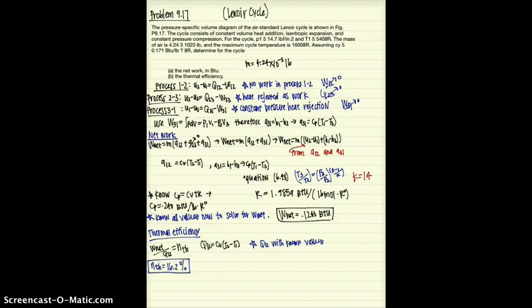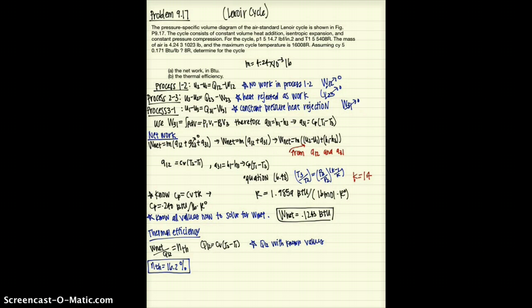The Lenoir cycle consists of constant volume heat addition, isentropic expansion, and constant pressure compression. For the cycle, P1 is equal to 14.7 pounds force per square inch, and T1 is equal to 540 Rankine. The mass of air is 4.24 times 10 to the negative 3 pounds, and the maximum cycle temperature is 1600 Rankine. Assuming that Cv is equal to 0.171 BTU per pound times Rankine, determine the cycle net work in BTU and also the thermal efficiency.